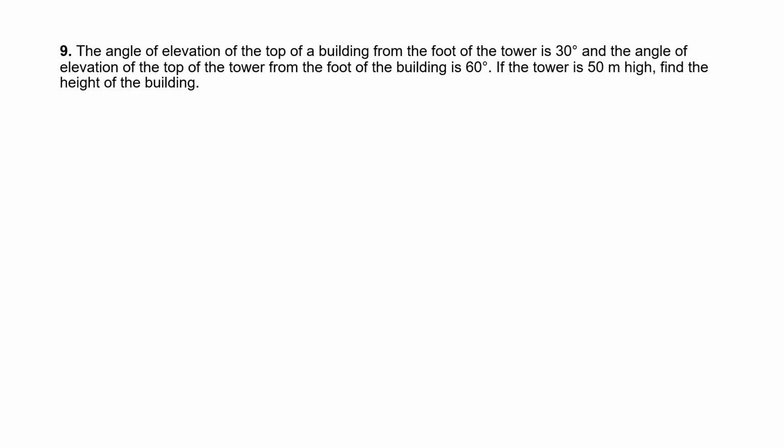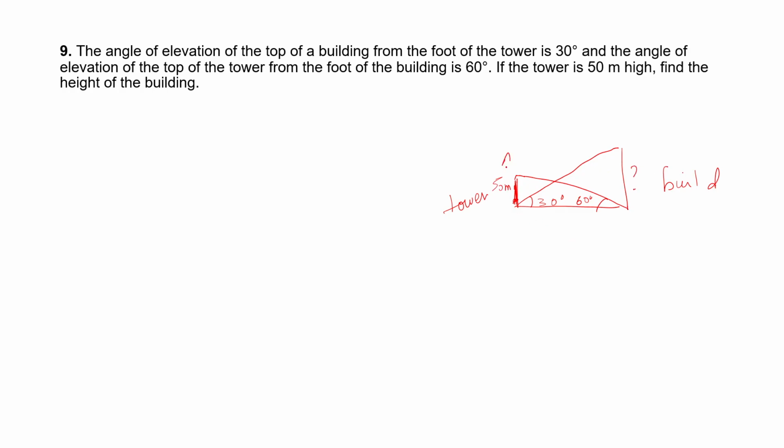Ninth question. The angle of elevation of the top of the building from the foot of the tower. One building is there, one tower is there. This is the tower, this is the building. The top of the building from the foot of the tower is 30 degrees, and the angle of elevation of the top of the tower from the foot of the building, the reverse, is 60 degrees. So it is like this. If the tower is 50 meter height, this is 50 meter, we have to find the height of the building.